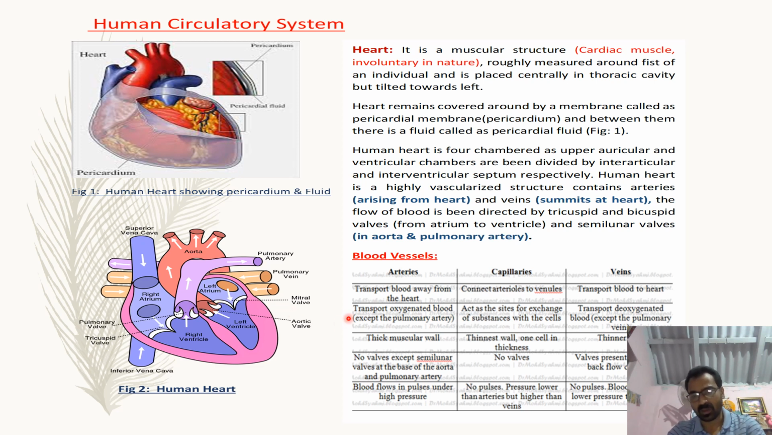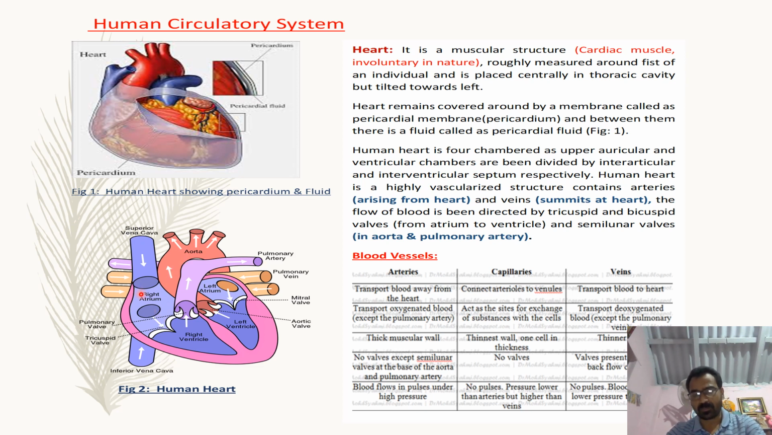Usually the arteries carry oxygenated blood. They have a very thick wall so that they can withstand the pressure caused when blood comes out of the heart. So arteries take the blood out of the heart, whereas veins take the blood into the heart. So their wall is not that thick.